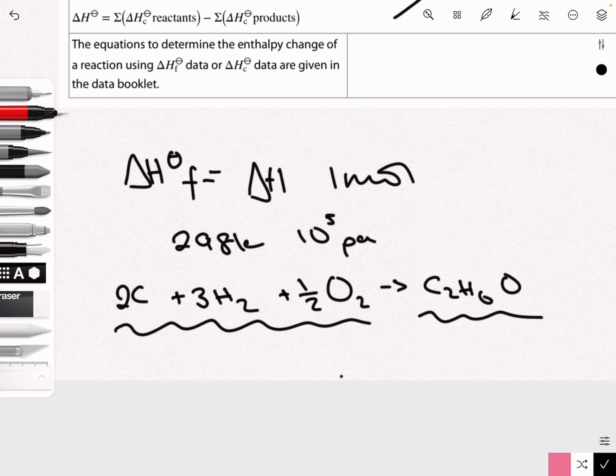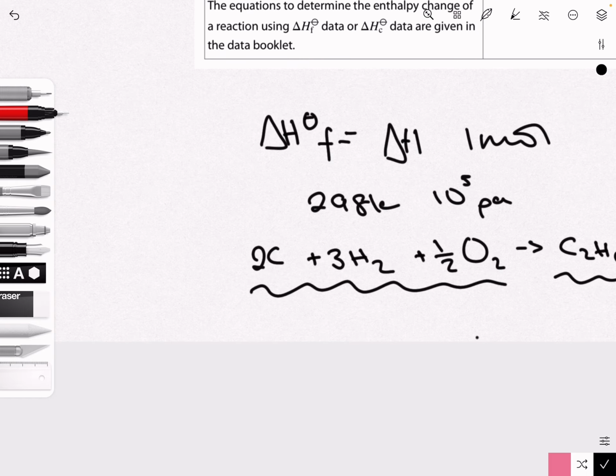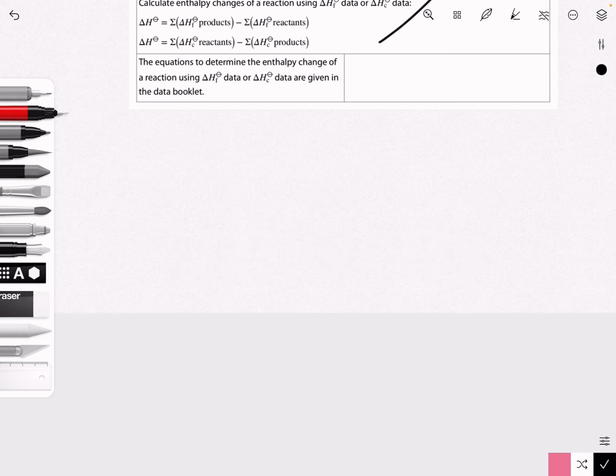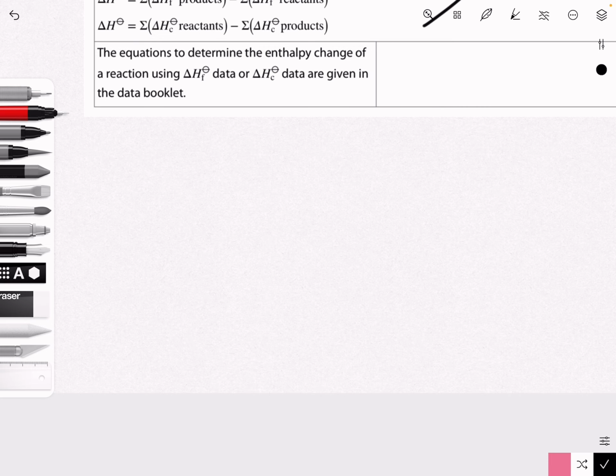Next up, we have our standard enthalpy of combustion. Standard enthalpy of combustion is a little bit different, because standard enthalpy of combustion is the change in enthalpy of 1 mole completely reacting with oxygen at standard conditions. So it'll be 1 mole of a fuel, for example.